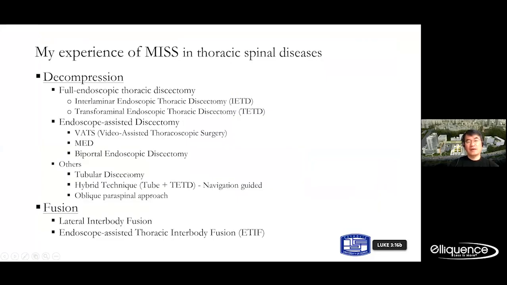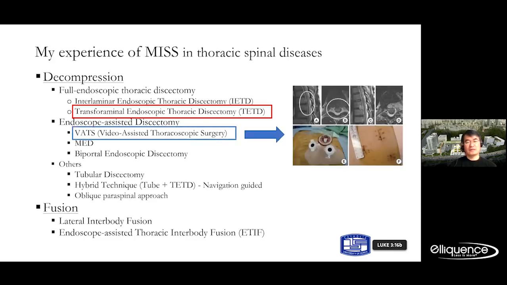So I have a bunch of experience of MIS, including endoscope, thoracoscope, and other kinds of MIS fusion in thoracic spinal disease. So today I'm going to focus on transforaminal endoscopic thoracic discectomy, right? There are also other kinds of endoscope-assisted discectomy. We have used what is called the VATS, right? This kind of thoracoscope also has a long history of evidence.